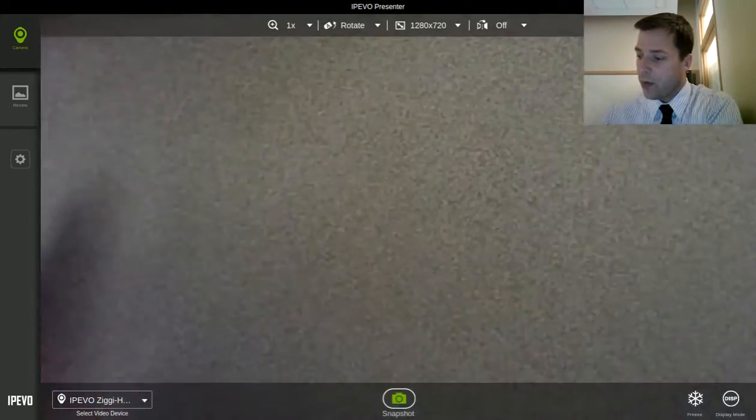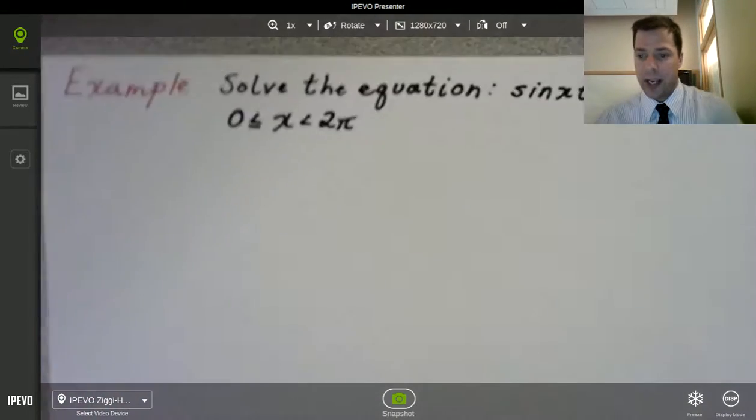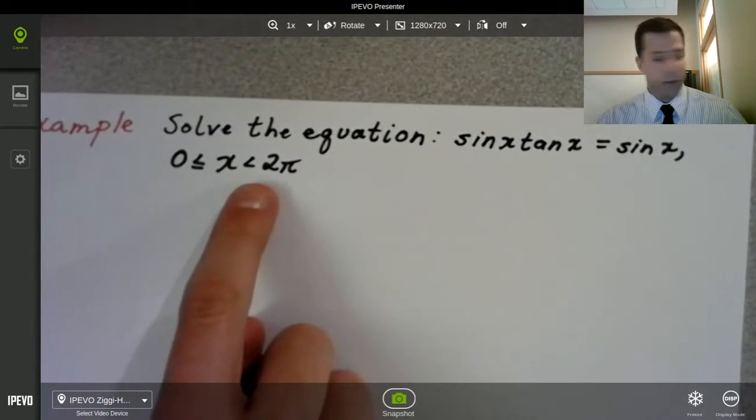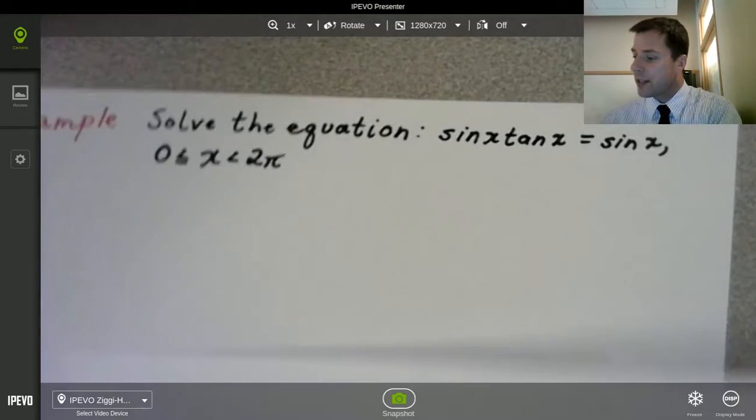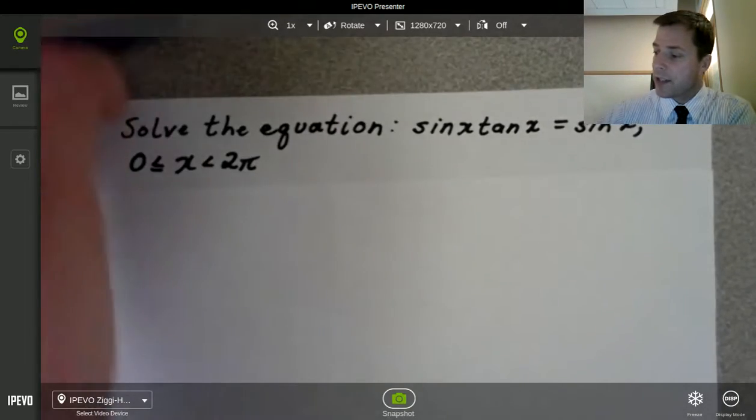So let's go ahead and look at one more. And it's similar. We're going from 0 to 2 pi, and we're looking at sine of x, tan x.